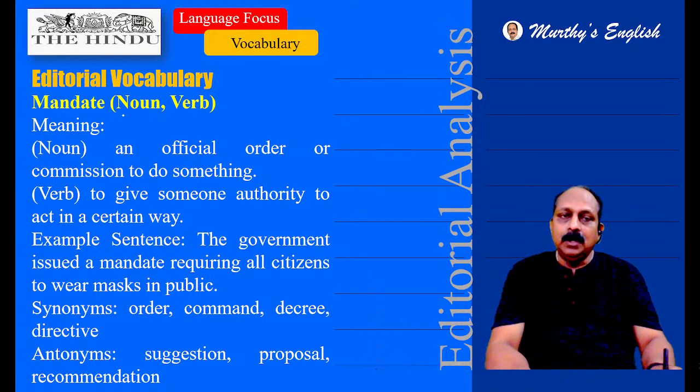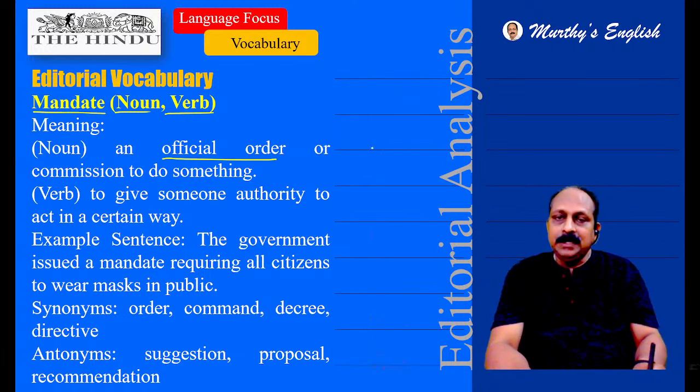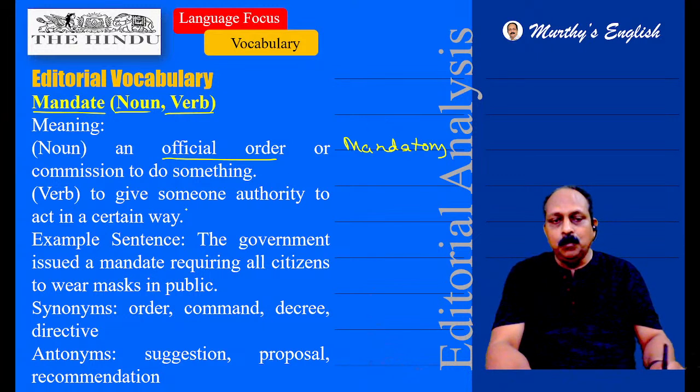The very first word, mandate. Mandate can be a noun, can be a verb. As a noun, it means an official order or commission to do something. Based on this, we get the word form mandatory. Mandatory means what? Compulsory. Verb, to give someone authority to act in a certain way. To give someone authority, in this context, giving a particular party authority to act on behalf of the electorate. This goes with the election context.